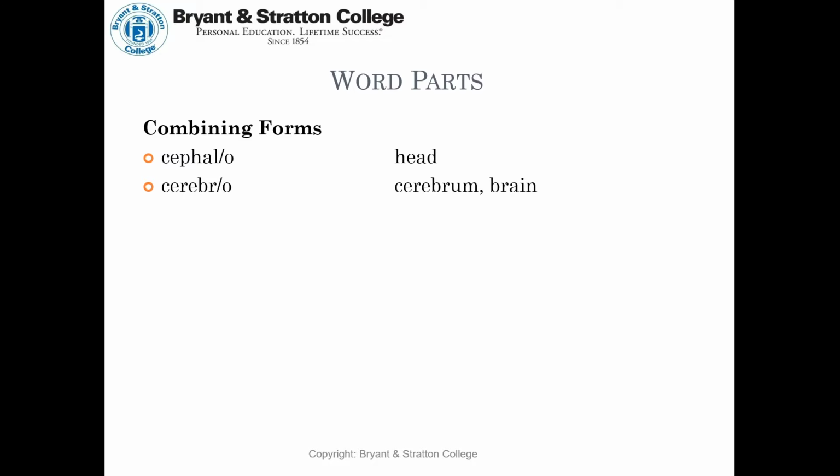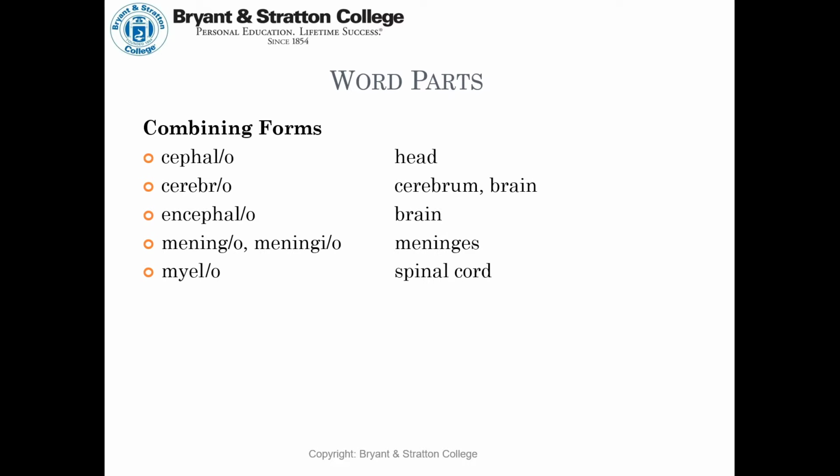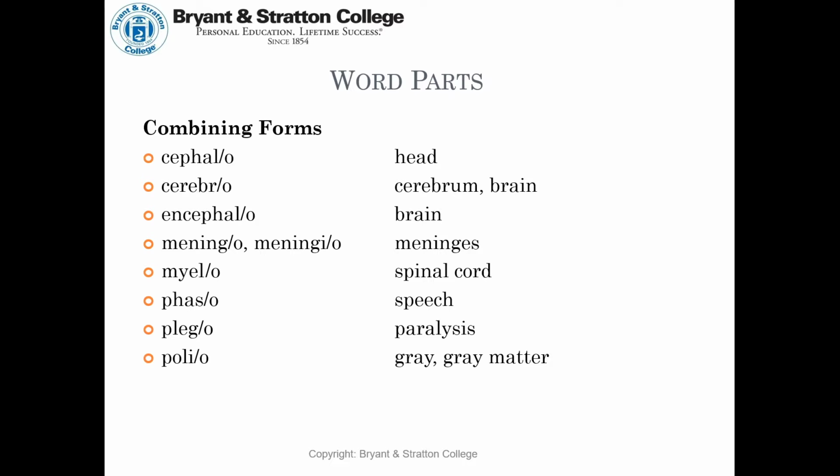Cephalo, head. Cerebro is cerebrum, sometimes generally just refers to brain. Encephalo is another term for brain, like encephalitis. Meningo or meningio both mean meninges. Myelo is spinal cord. Phaso is speech. Plego is paralysis. Polio is gray matter.